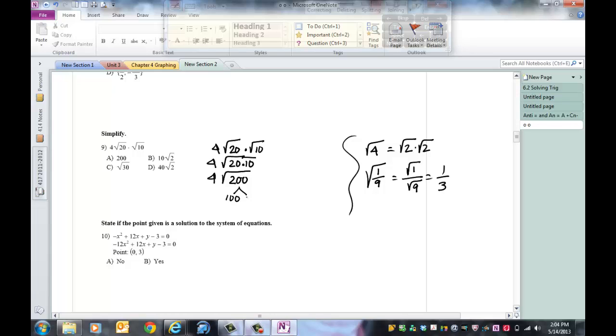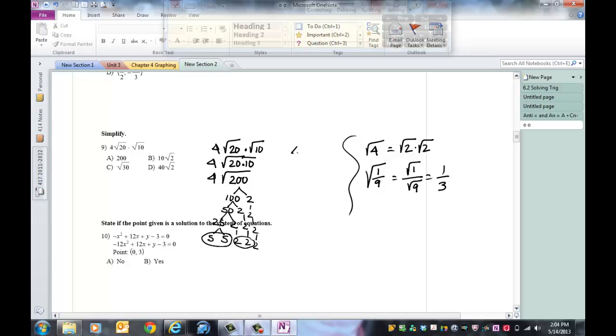This is 100 times 2. We can break out 100 as 50 times 2, bring down that 2. 50 becomes 25 times 2, bring down that 2, bring down that 2. 25 is 5 and 5. Here's a 2, here's a 2, here's a 2. So I still have this 4 on the outside. This is a square root, so I'm looking for groups of 2. There's a group of 2, there's a group of 2, and there's 1 2 left over.